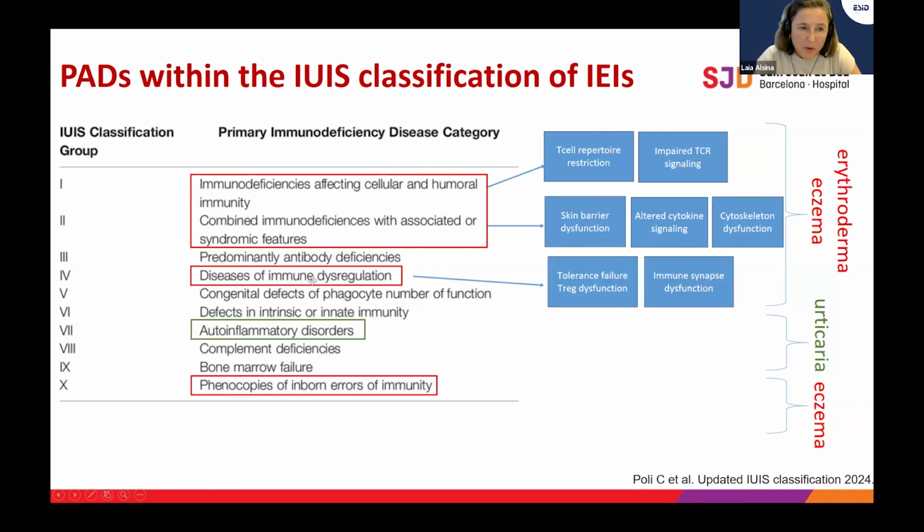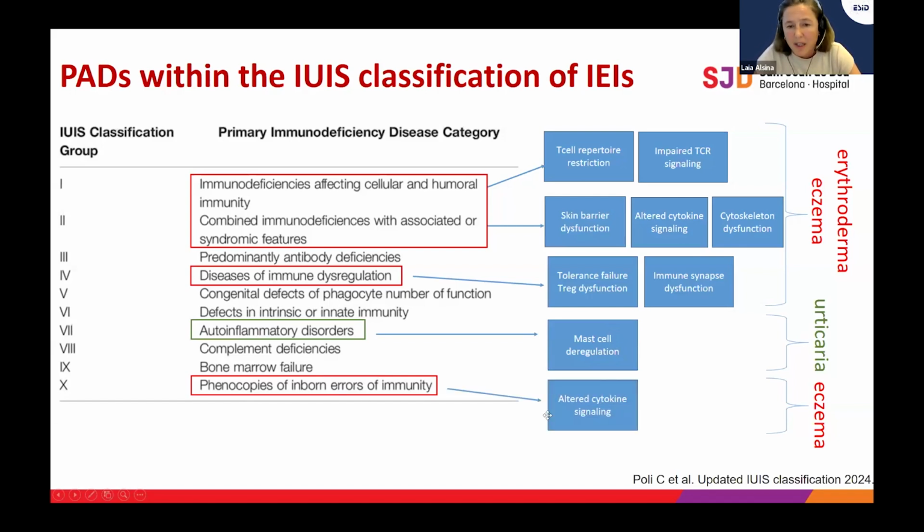Then we have diseases of immune dysregulation, in which the Treg dysfunction or the defect in peripheral tolerance can be prone to a particular Th2 response, or there is immune synapse dysfunction. These types of diseases will give more rise to erythroderma and eczema. Then we have the autoinflammatory disorders that, because of the mast cell deregulation, will manifest as urticaria, and then phenocopies of inborn errors of immunity, which have been updated now in 2024, for which we have two diseases related with altered cytokine signaling and causing eczema.